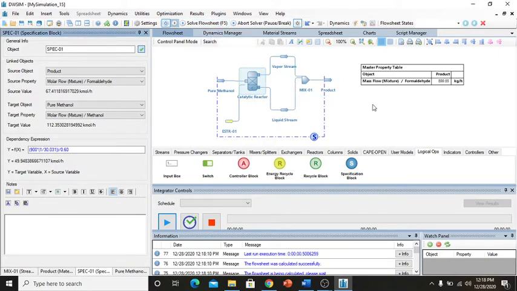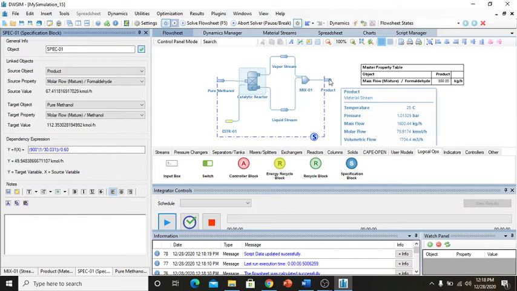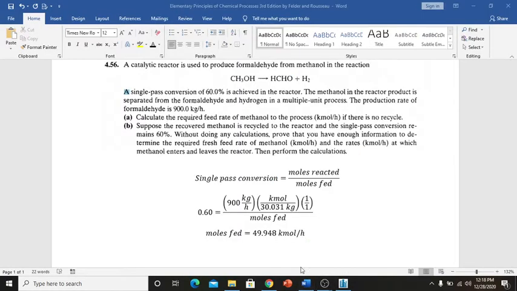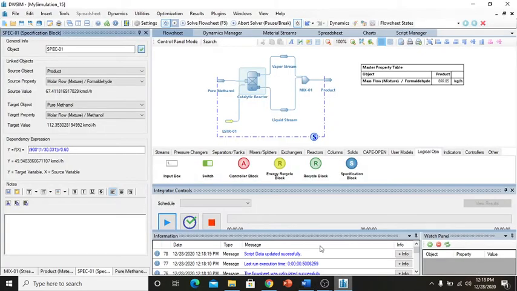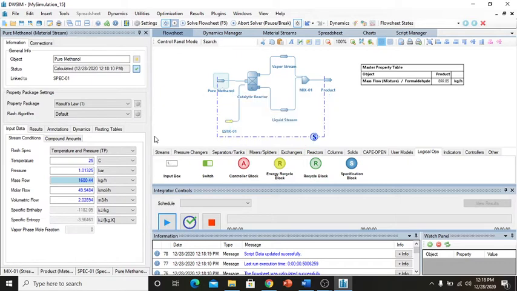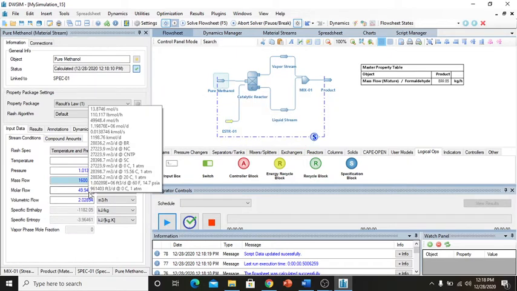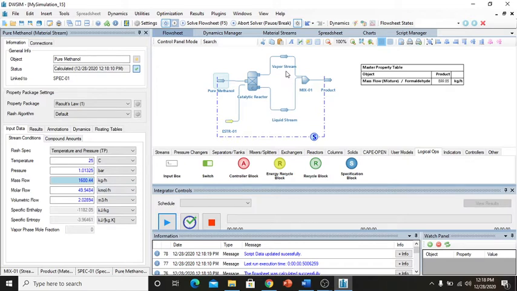Okay, here. So we now have 899.85 kilograms per hour of formaldehyde in our product stream. So then we are asked to find the feed rate of methanol to the process in kilomoles per hour. According to DWSIM, the answer is 49.9484 kilomoles per hour. So that is the methanol that enters our reactor. Okay, so that's it for our letter A.